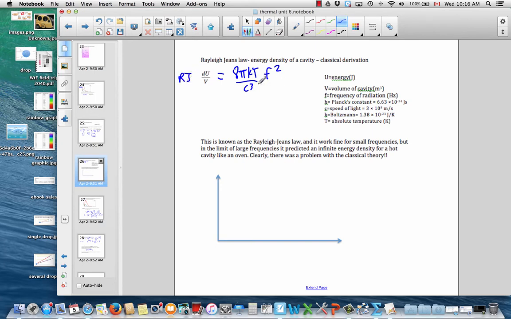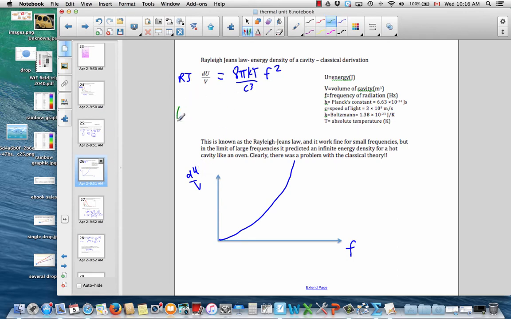That one fails, okay? If you plot du over dv, this versus frequency, this is a parabola, right? This is just increasing. You're getting more and more energy as the frequency goes up. At higher and higher frequencies, you're going to get a total energy that diverges. So that one didn't work.